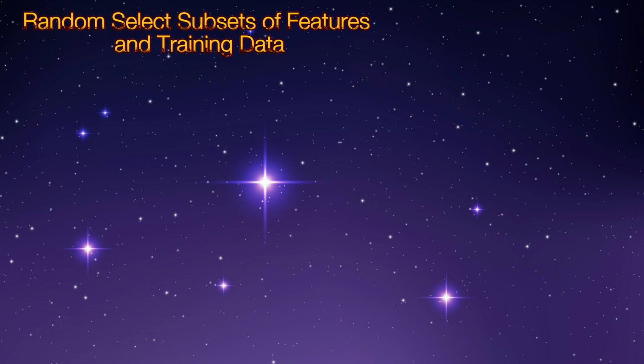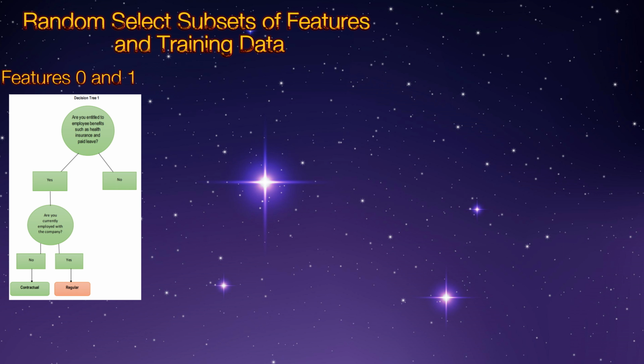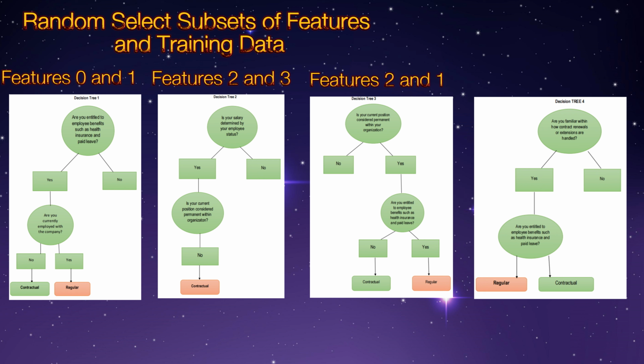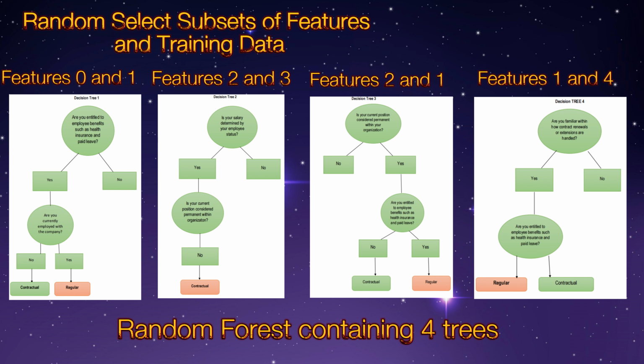For instance, in the first case, we might use only features 0 and 1, followed by features 2 and 3, 2 and 1, and 1 and 4. Similarly, these are the subsets that will be used for the remaining trees. Observe the difference in the faces of the trees compared to the others, and this is the random forest containing 4 trees.